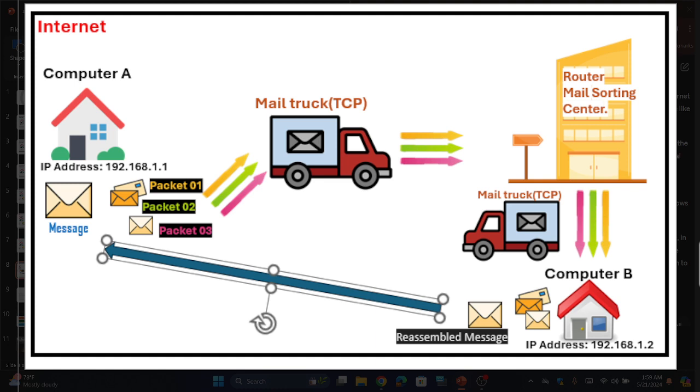What's the meaning of TCP? Transmission. Yes. What's the meaning of TCP? Transmission control protocol. Yes, very good. So TCP makes sure everything is delivered properly, and routers help find the best path to take.